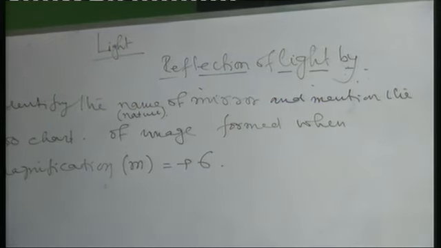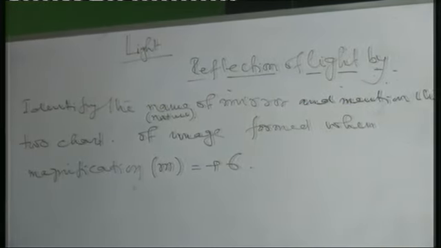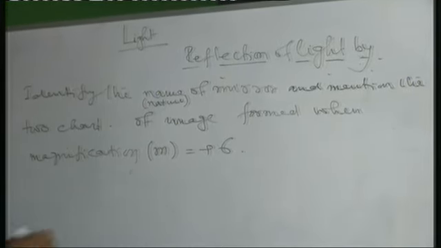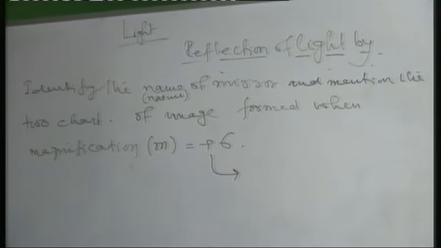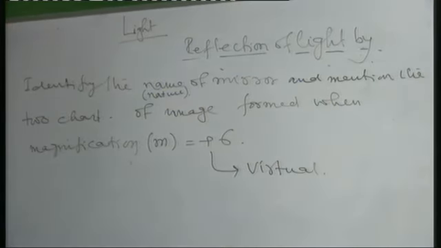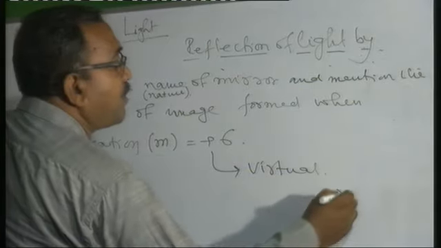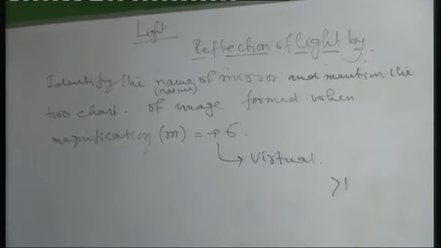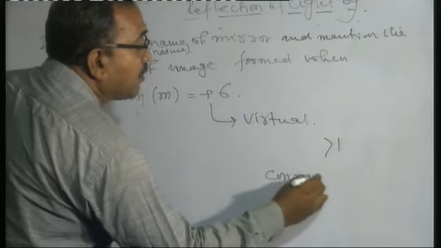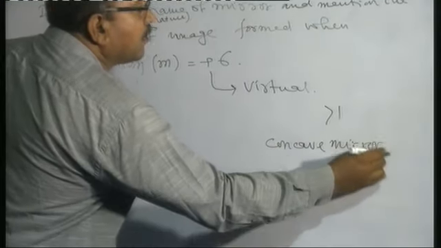Which type of mirror you use, and mention the two characteristics of the image formed when magnification is +6. Plus means, from your previous table, +6 means it must be virtual. Plus means it must be virtual. When you see the value is more than 1, from your concept, you know it, that must be a concave mirror, because you know it.